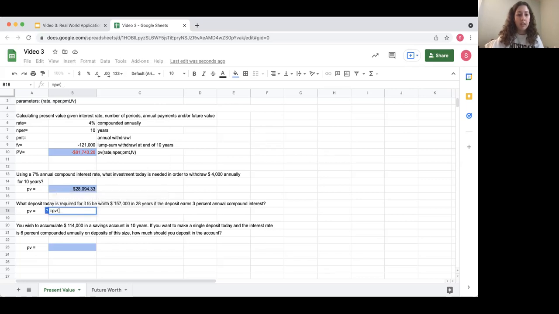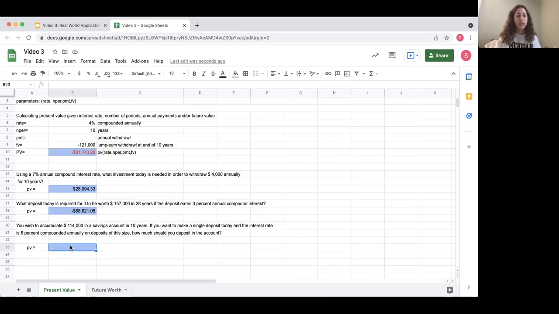So equals PV, 3%, 28, comma, and then they're not given the annual withdrawal, so you do another comma, and then you do 157,028. The answer is 68,621.